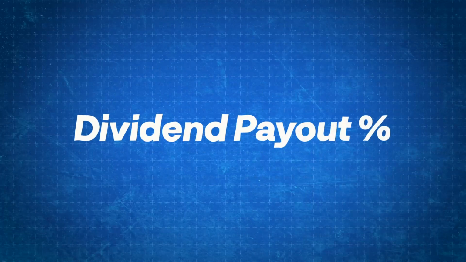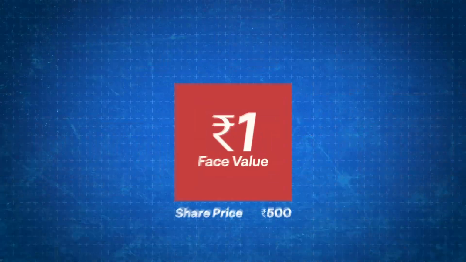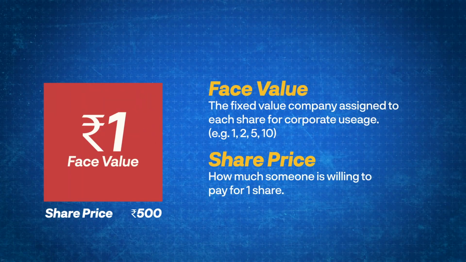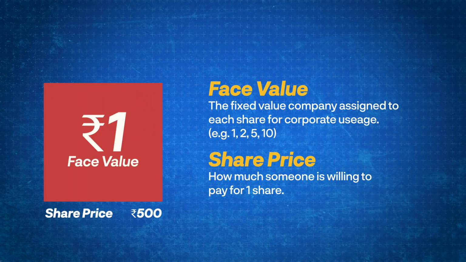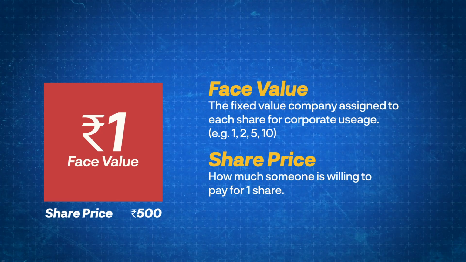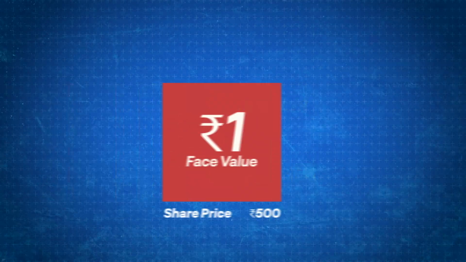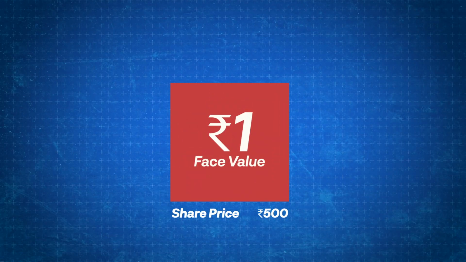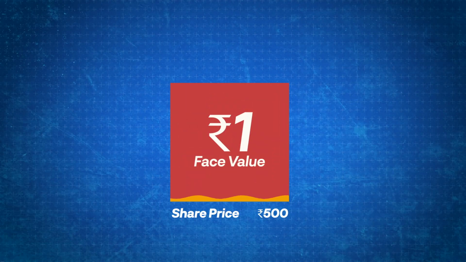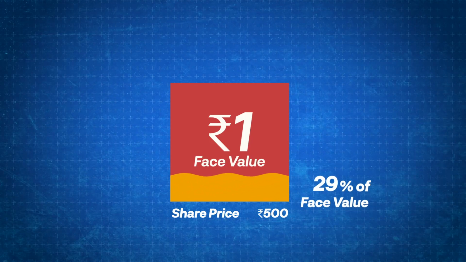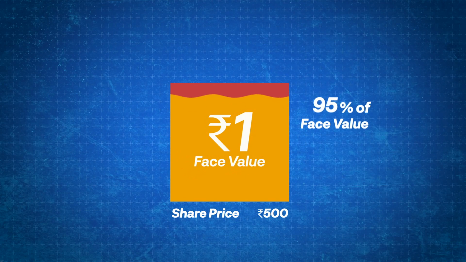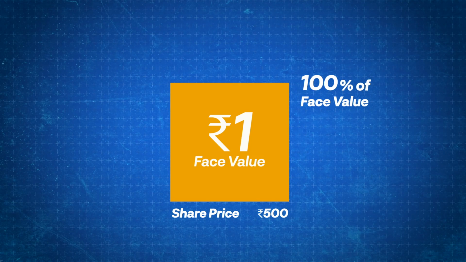Dividend payout percent. This is the percentage of the profit the business actually mails to you. But here is where most people get tricked. In India, companies announce dividends based on face value, not the price you paid for the share. If a company says 100% dividend on a share with a face value of 1 rupee, you only get 1 rupee, even if you bought that share for 500 rupees.